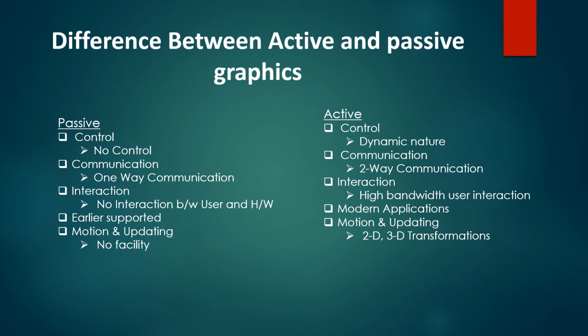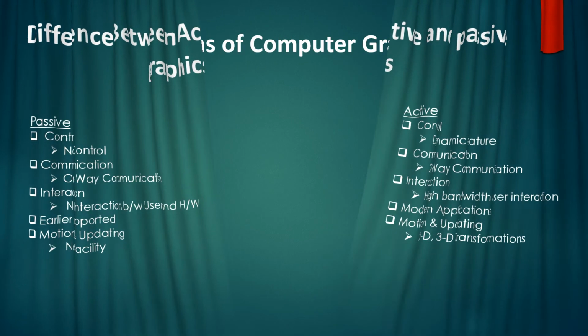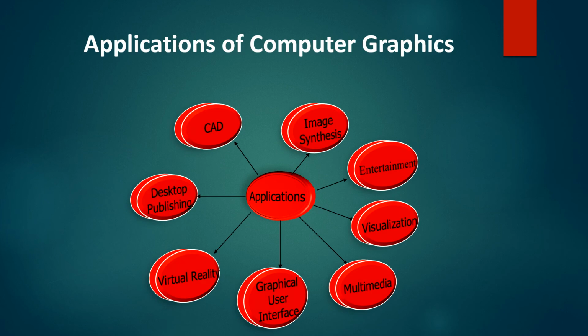If we're talking about active computer graphics, then we can control it by its dynamic nature, and it's two-way communication with high bandwidth user interaction. It also supports modern applications, and we can also update 2D and 3D transformations. The applications of computer graphics are CAD, image synthesis, entertainment, visualization, multimedia graphics, user interface, virtual reality, and desktop publishing.